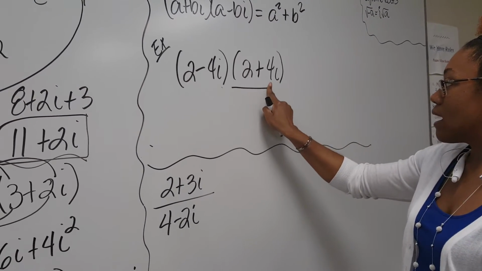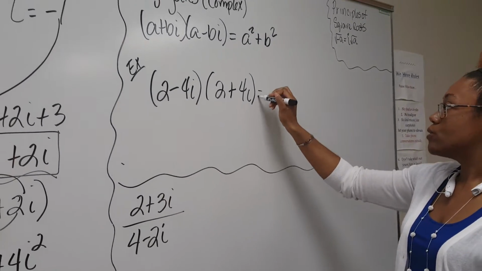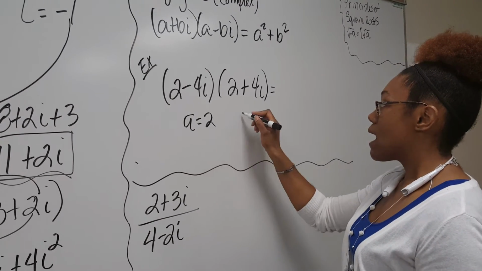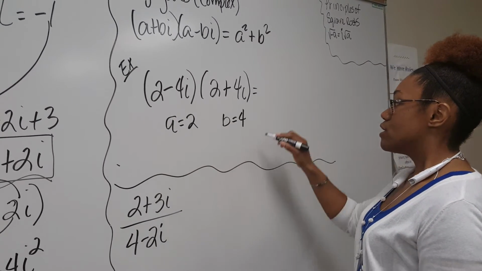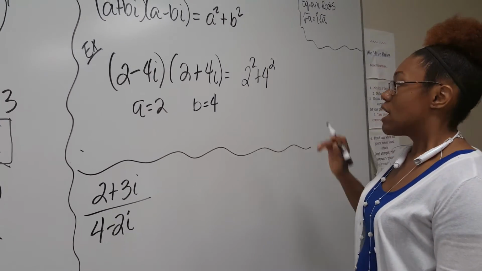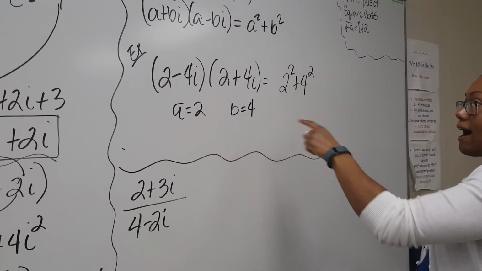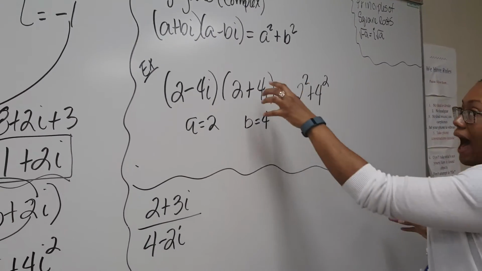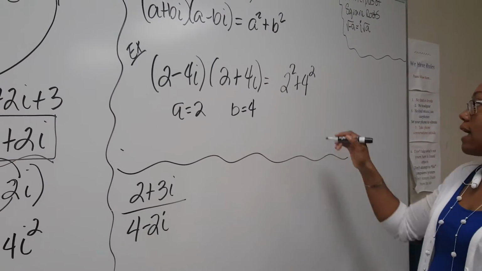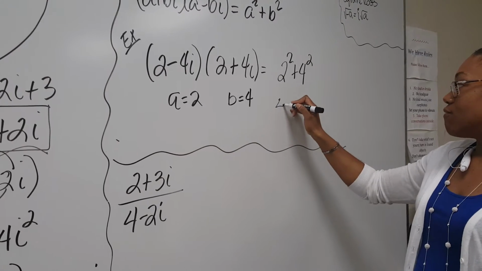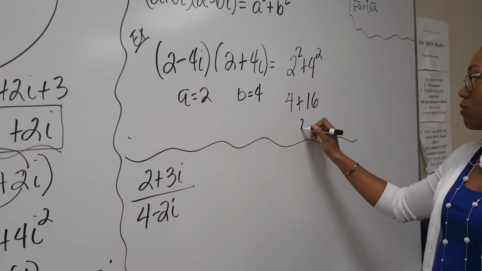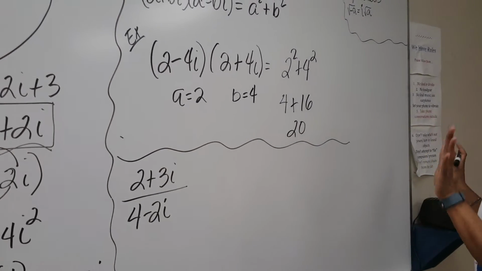And just like I'm going to follow along with the rules, this is really saying my a is 2 and my b is 4. So this will give me 2 squared plus 4 squared. Essentially, we don't worry about the i, because when we FOILed it out, the i squared became a negative, and then that's how our b squared became positive. Okay, so 2 squared will give me 4, and 4 squared will give me 16, and 4 plus 16 will give me 20. So now I found my answer.